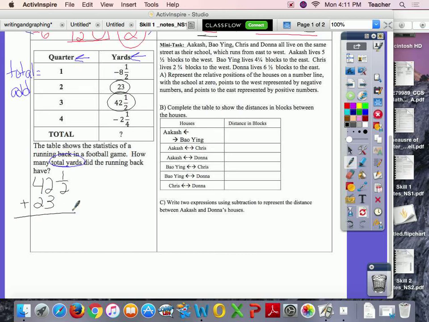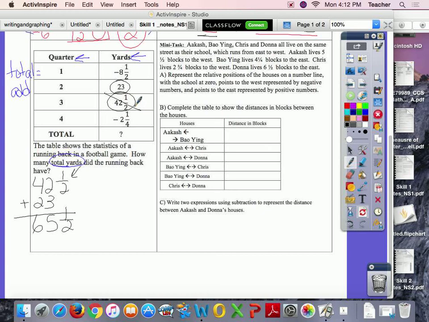Now the most important rule when adding and subtracting fractions is what? You must have a common denominator. But in this situation, we're just adding them together. So think about if you have 42 1/2 pizzas plus 23 pizzas, it doesn't matter what the half and where it's going. So you're just going to carry it straight down, add up. So we know that overall, the running back ran for a positive 65 1/2 yards.